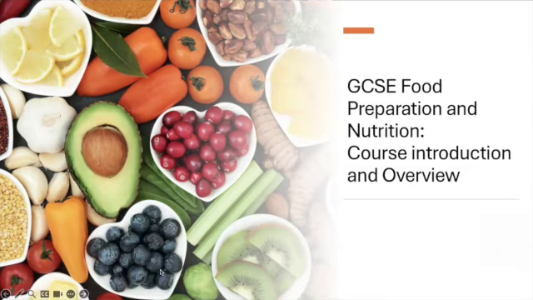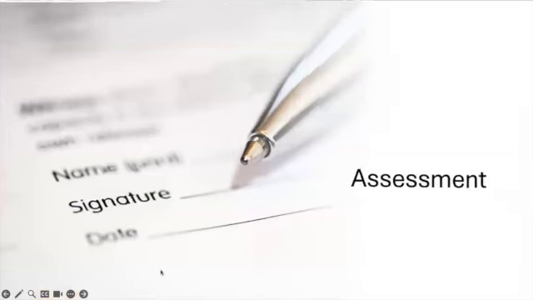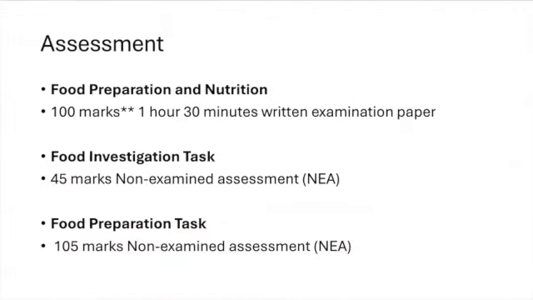All right, so they have an assessment, and the assessment is broken down into 3 parts. So food preparation and nutrition, this is the written part of the course. You have 100 marks, and in those 100 marks, you will be given 10 questions. That paper will last for 1 hour and 30 minutes. And you will only be getting one paper, only one paper, right?